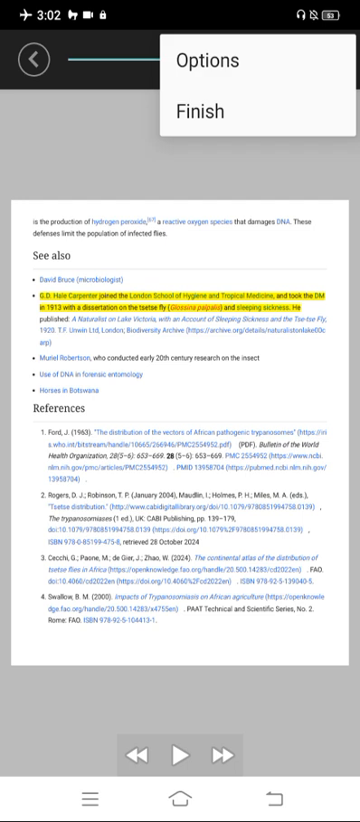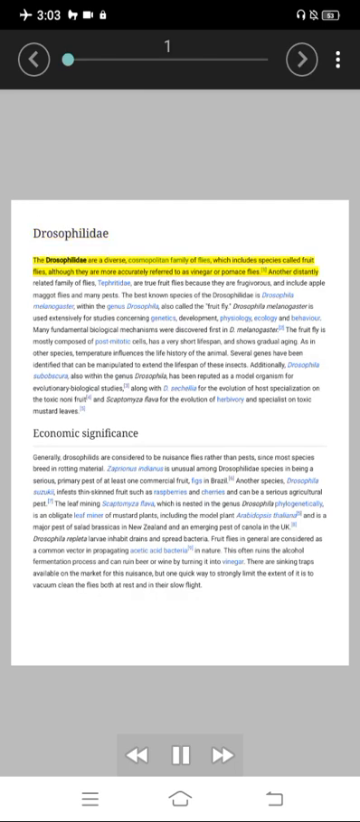Drosophilidae. The Drosophilidae are a diverse, cosmopolitan family of flies, which includes species called fruit flies, although they are more accurately referred to as vinegar or pomace flies. Another distantly related family of flies, Tephritidae, are true fruit flies because they are frugivorous, and include apple maggot flies and many pests. The best-known species of the Drosophilidae is Drosophila melanogaster, within the genus Drosophila, also called the fruit fly. Drosophila melanogaster is used extensively for studies concerning genetics, development, physiology, ecology and behavior.